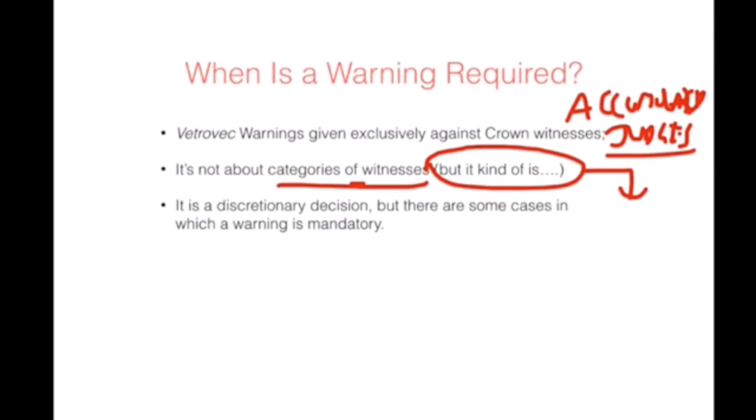So it's a strongly discretionary decision, which means that the judge's decision ultimately to give one or not give one is a big factor on appeal, where this actually comes up. If the trial judge decides to give one, 9 times out of 10, the judge's decision is going to be upheld. And if the trial judge decides not to give one, again, 9 times out of 10, that's not going to go anywhere on appeal.